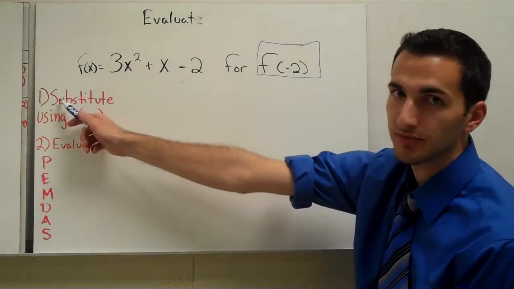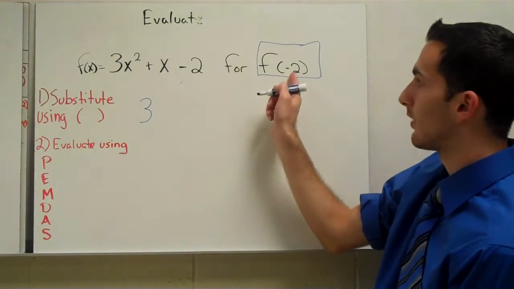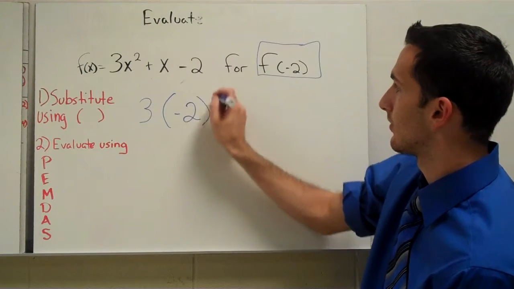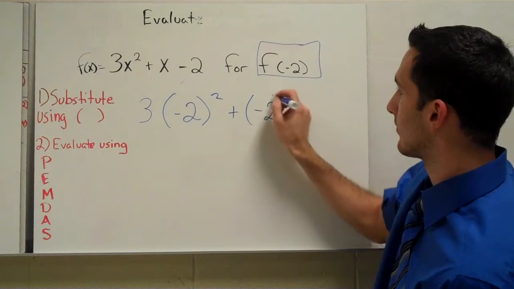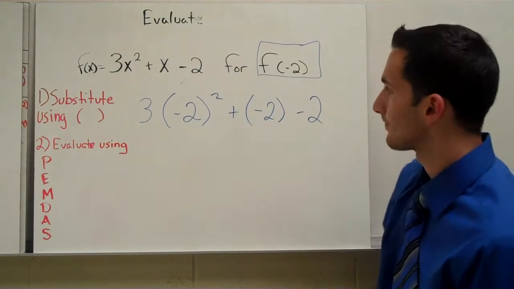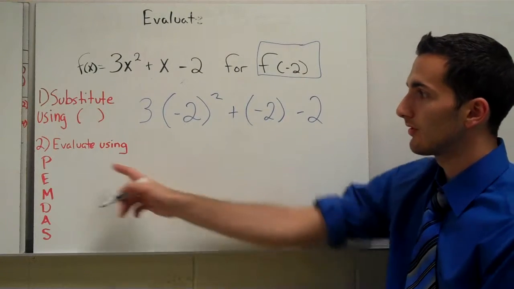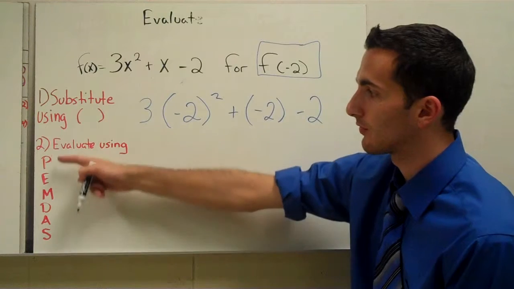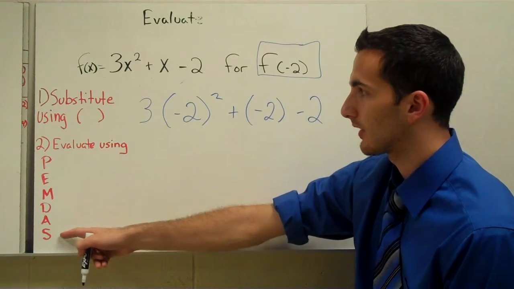Alright, so the first step says substitute using parentheses. So every time I substitute this in, I want to keep it in parentheses. So I get 3 times negative 2 squared, don't forget that squared, plus parentheses negative 2 minus 2. Now I'm going to simplify this by evaluating using PEMDAS. And we all know PEMDAS stands for parentheses, exponents, multiply, divide, add, subtract.